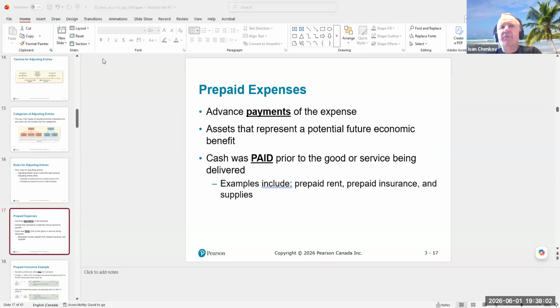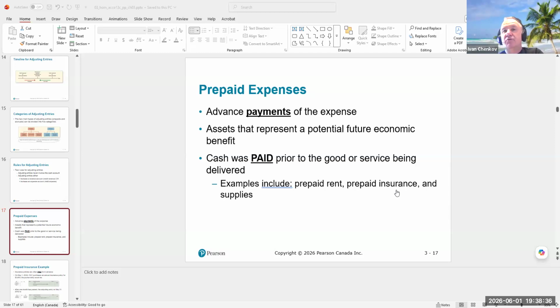Any of you who pay rent at the beginning of the month? In the beginning of the month, have you received the service yet? Not yet. What has to happen? The month has to expire, or the month has to pass. When the month passes, then yes, it becomes an expense for you. Until the month has passed, that's not an expense. That's a prepaid expense. Same thing for the person who received the cash. It's not revenue until the month expires, and then it becomes revenue.